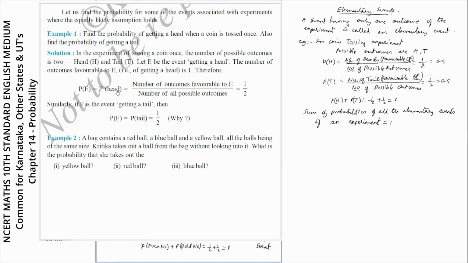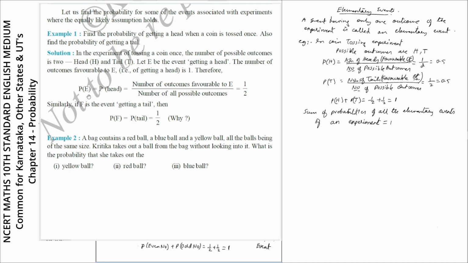Therefore probability of head is equal to the number of outcomes favorable to E. That means the number of favorable outcomes here is the number of heads. In these two outcomes, how many heads are there? Only one head is there. Therefore 1 divided by the number of possible outcomes, which is 2, head and tail. So 1 by 2. Similarly, probability of tail is equal to 1 by 2, because out of these two outcomes only one tail is there. Therefore 1 by 2 is the probability of tail.